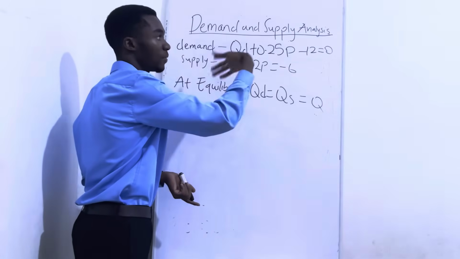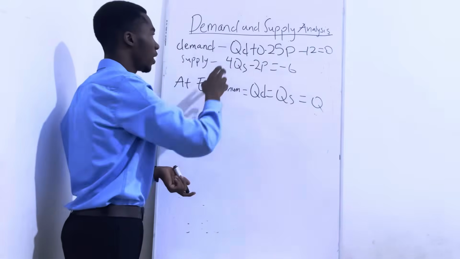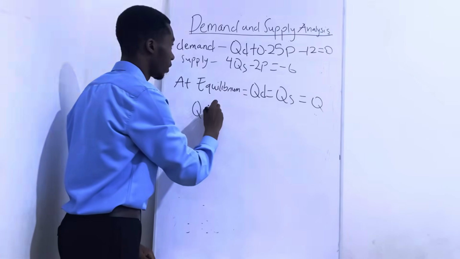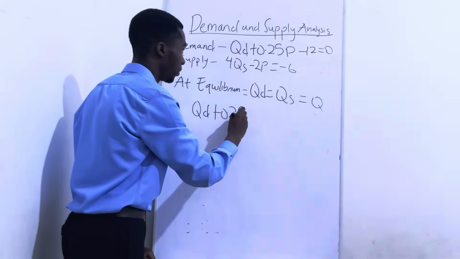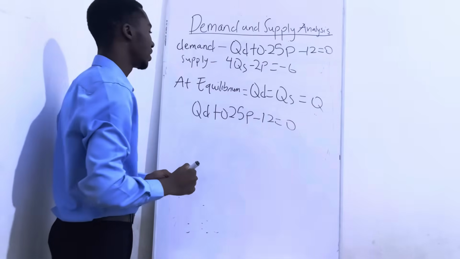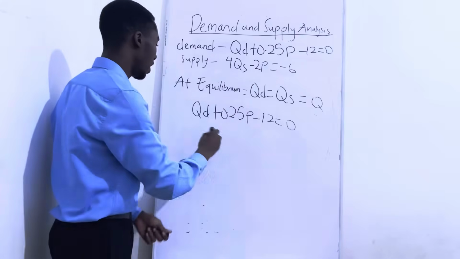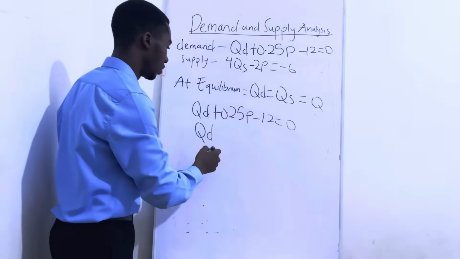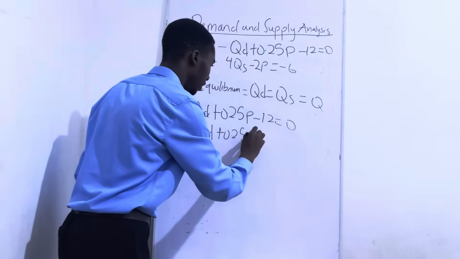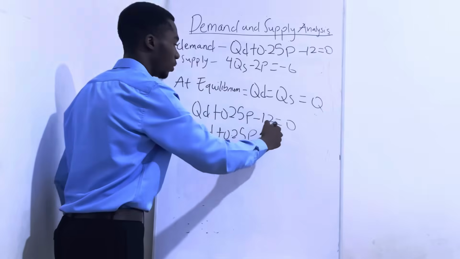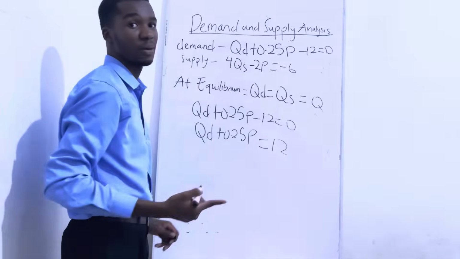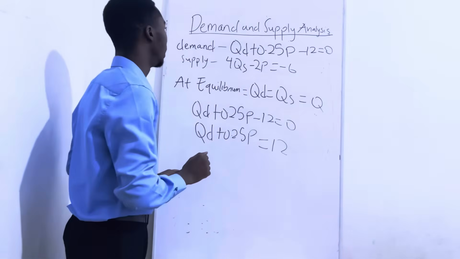Then you send all the numbers after the equal sign. You get it? So now we have QD. For the first equation, we have QD plus 0.25p minus 12 is equal to 0. So I can just send the 12 to this side. So now I have this for the demand equation: QD plus 0.25p. Then make sure always the numbers come after the equal to sign. So it's equal to 12 because it's negative 12, but when it crosses the equal sign, it becomes positive. You get it? So this is for the demand equation.